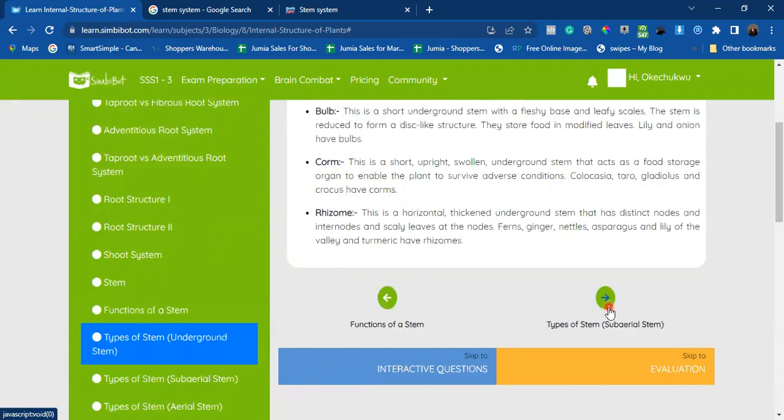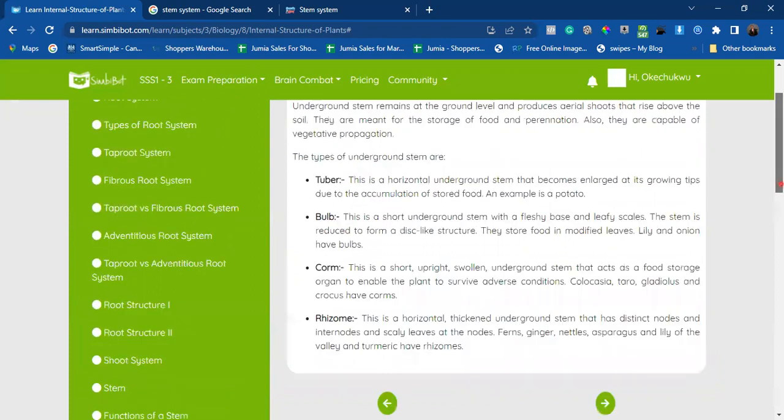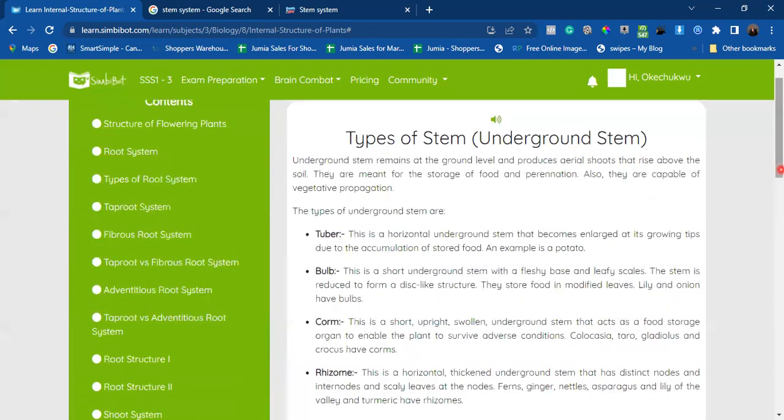Now, types of stem. I will need you to pay close attention. Pay very close attention to what we'll be discussing right now. Types of stem. We have the underground stem.